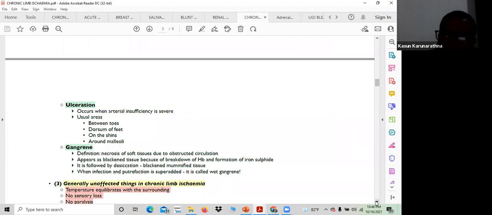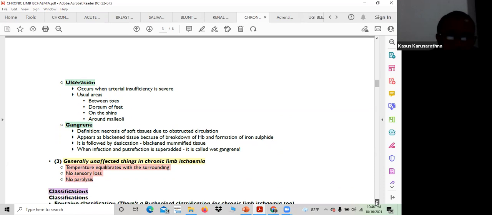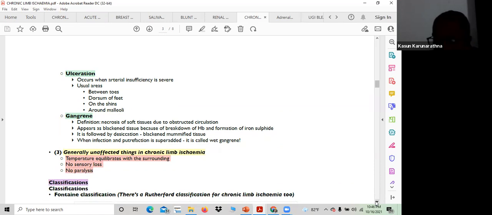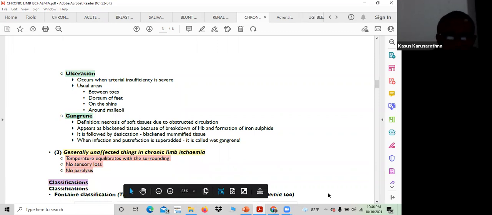And due to this severe compromise of the blood flow, minute trauma won't heal, and there will be progression of the ulceration, right? A risk of infection as well, right? That's how you get ulceration in ischemia. And there is a risk of dry gangrene. If it is superseded with infection, it becomes wet, right?